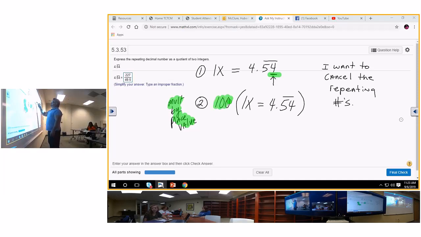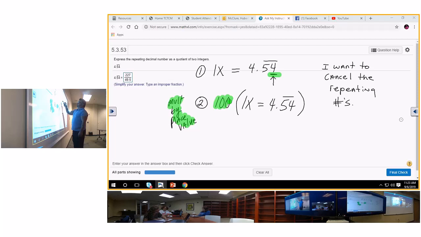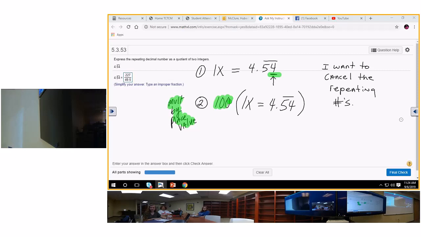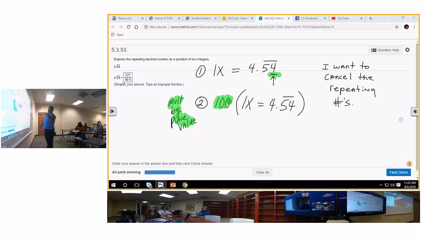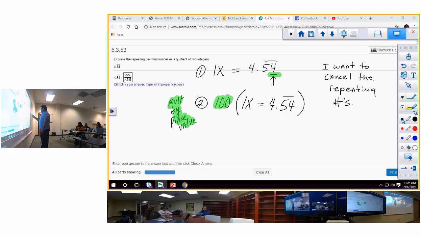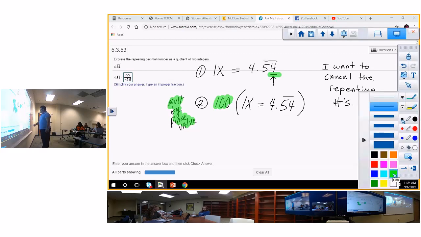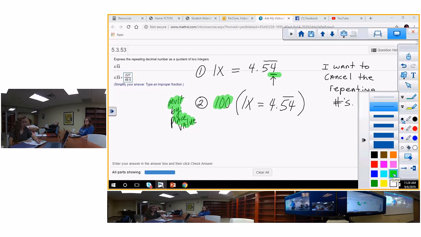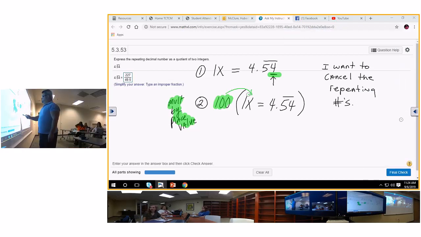What if this was a 3 right here, and you had tens, hundreds, thousands? What would you multiply by? 1,000. But since it's a hundredths place, you're going to multiply by 100, and that's going to give us 100x is equal to 454.54 repeating.